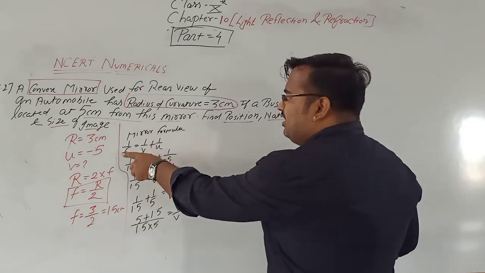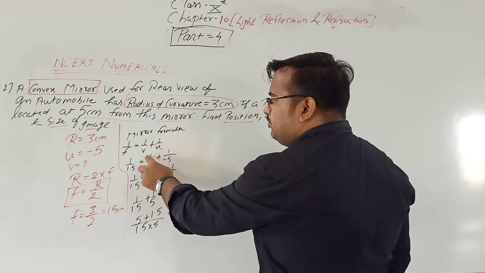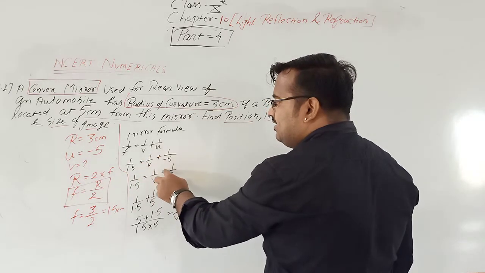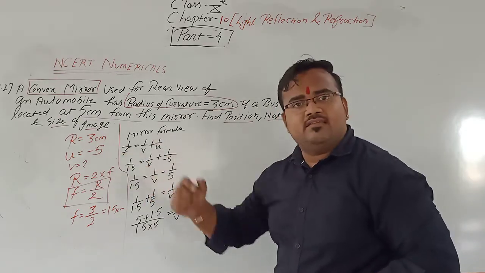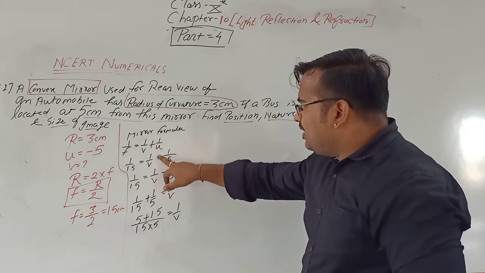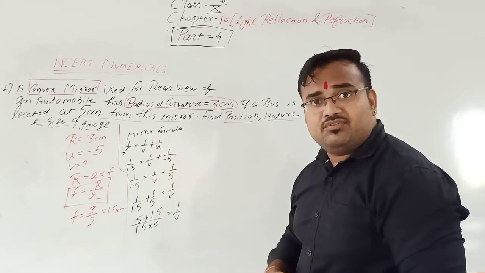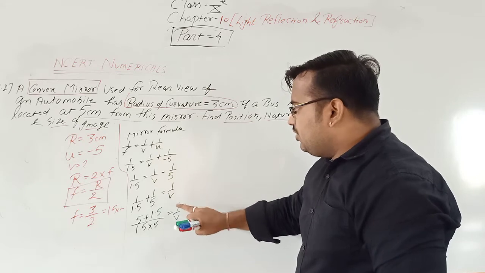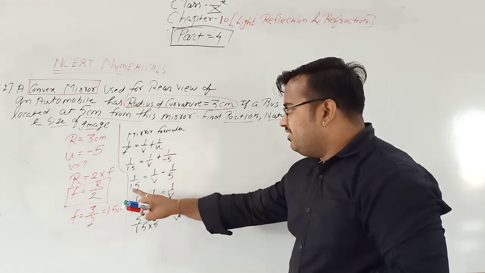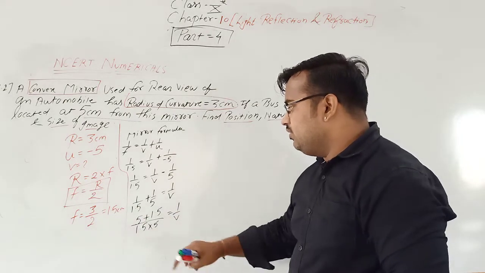Now 1 upon f is equal to 1 upon v plus 1 upon u. So 1 upon 1.5 is equal to 1 upon v plus, and minus would be minus 1 upon 5. Object distance is minus 5. Okay, so plus and minus is minus. So minus 1.5 will come on the right hand side. This will be plus 1 upon 5. Clear? And 1 upon v. Clear? So 5 is 5. 1.5 into 1 is 1.5 upon 1.5 into 5.